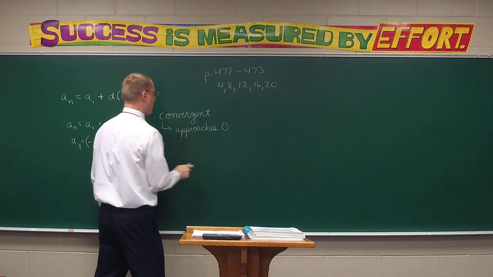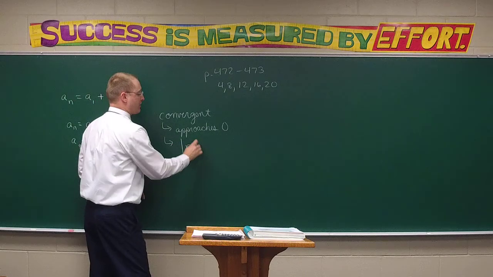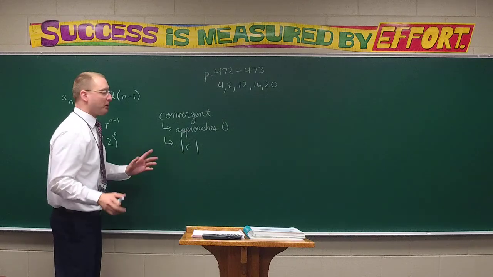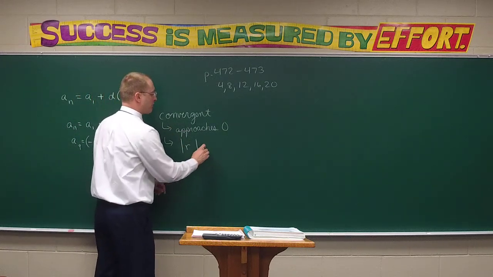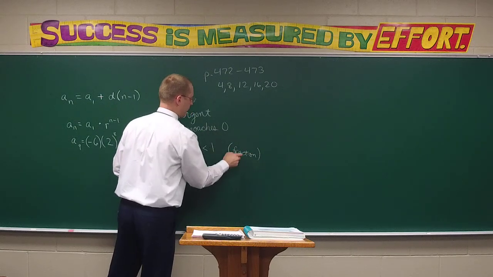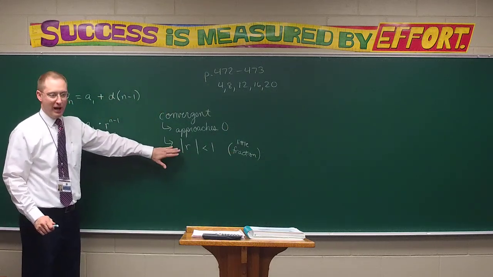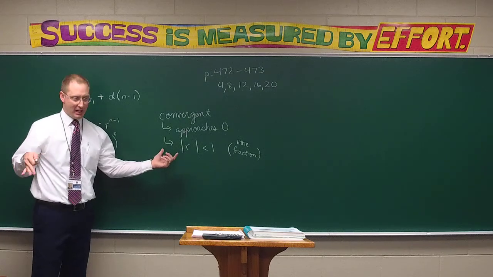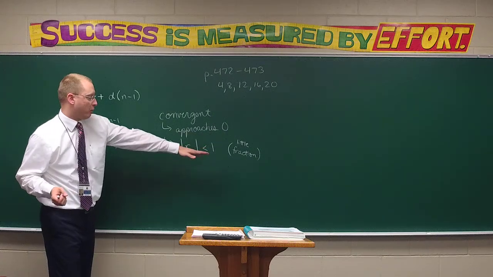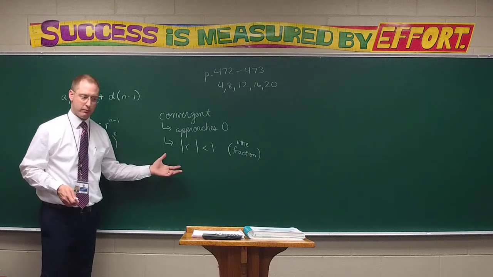And the reason it approaches 0 is because the common ratio is a fraction. We could say that the absolute value, forget the positive, negative side of it, right? One of those was alternating, one of them wasn't, but they're approaching the 0 regardless if the absolute value is less than 1. Translation, you have a little fraction. So if the common ratio's absolute value is smaller than 1, you're going to get a convergent geometric sequence. It's going to approach 0.